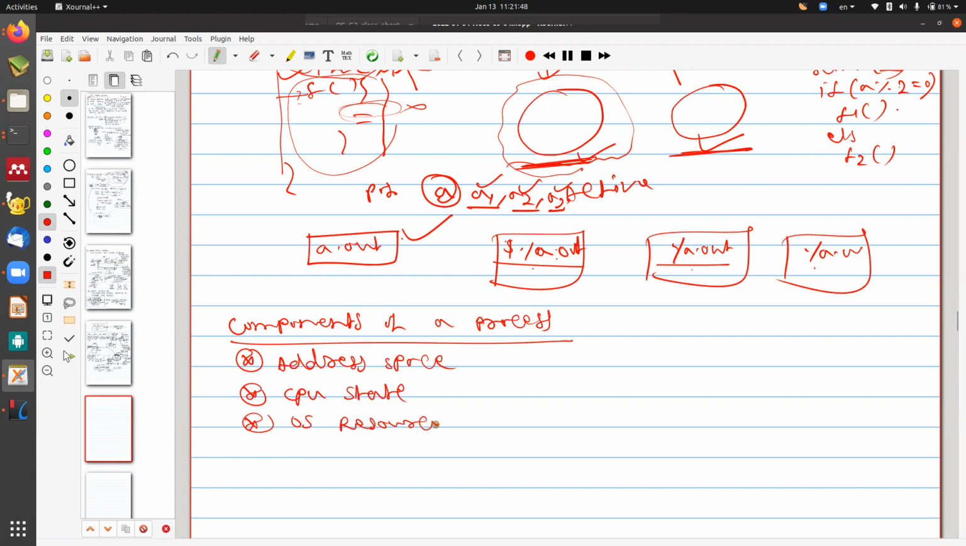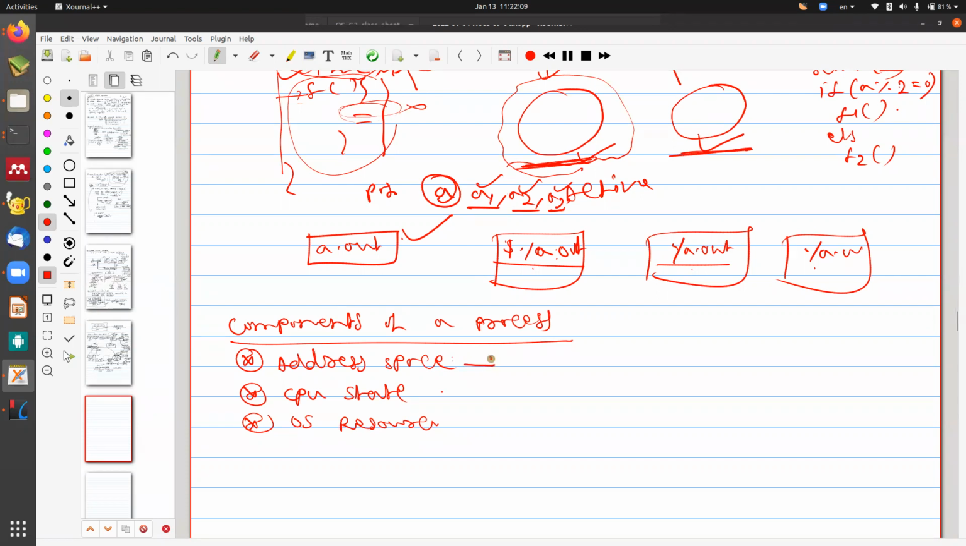What does it mean then? You can think now that these are the things that should be given to my a.out, then it will become a process. You can think like this. These are the components of the process, meaning these three things should be given to this a.out and it becomes a process. Then what are these three things?